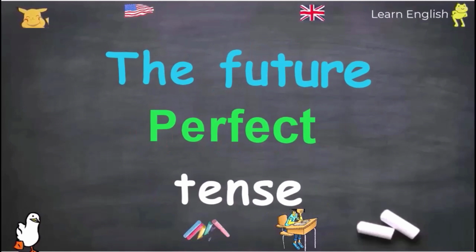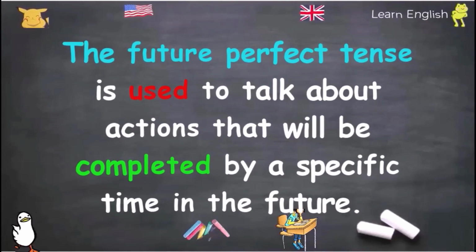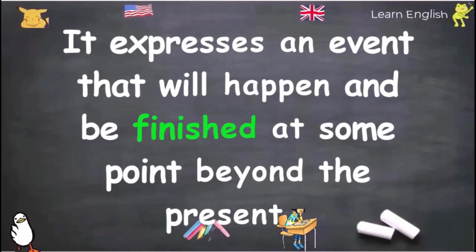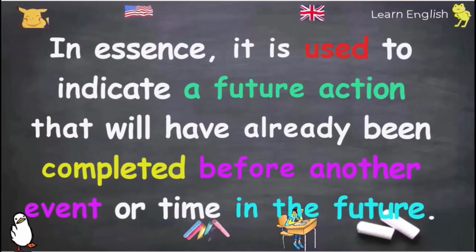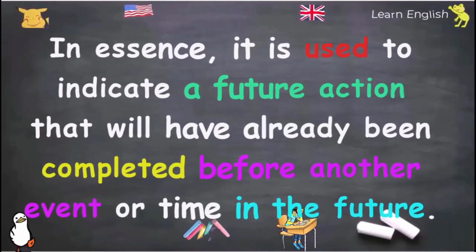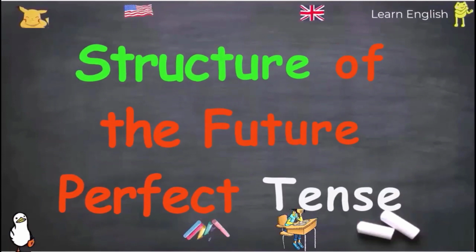The future perfect tense. The future perfect tense is used to talk about actions that will be completed by a specific time in the future. It expresses an event that will happen and be finished at some point beyond the present. In essence, it is used to indicate a future action that will have already been completed before another event or time in the future.